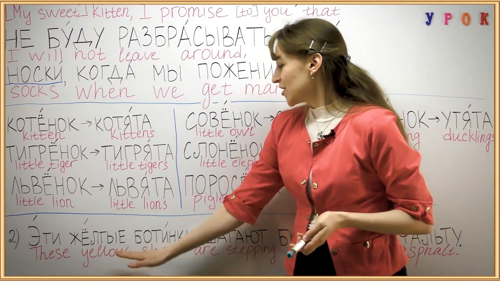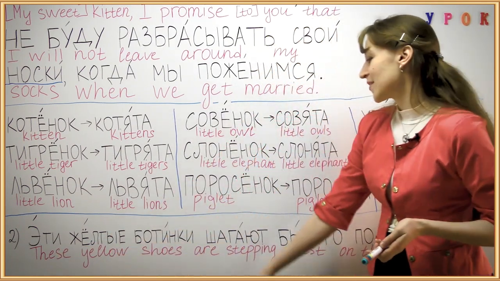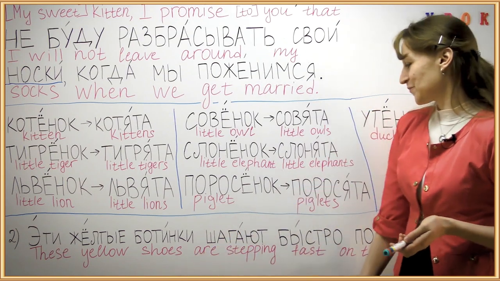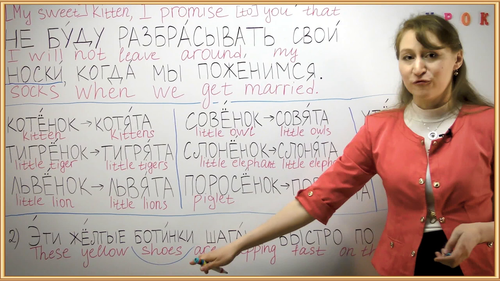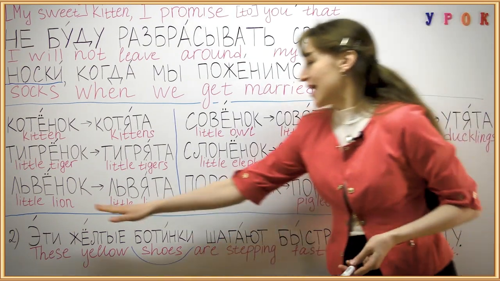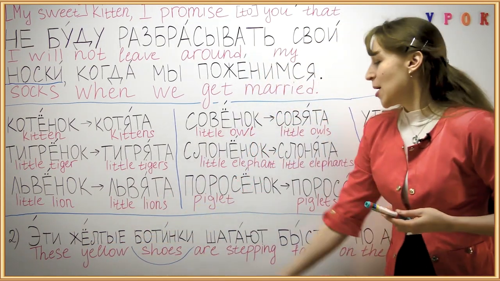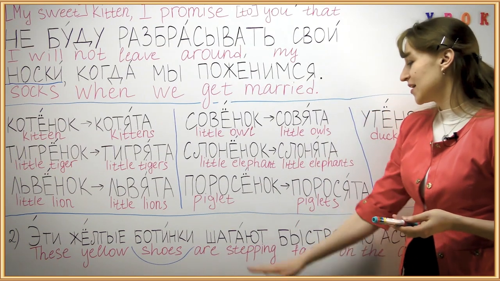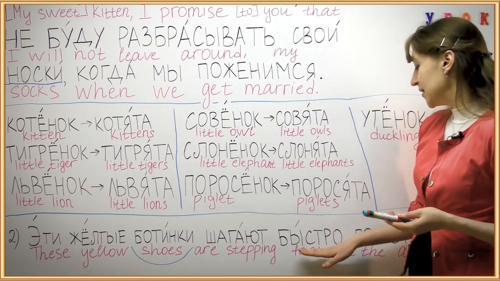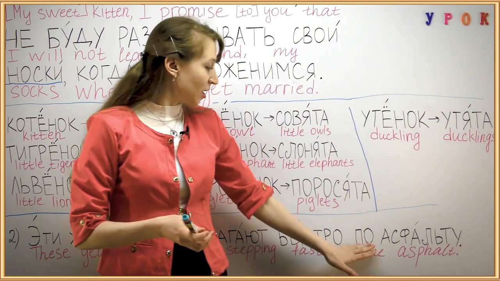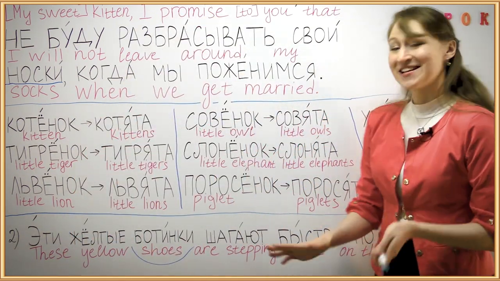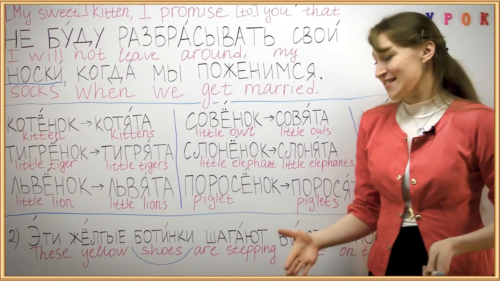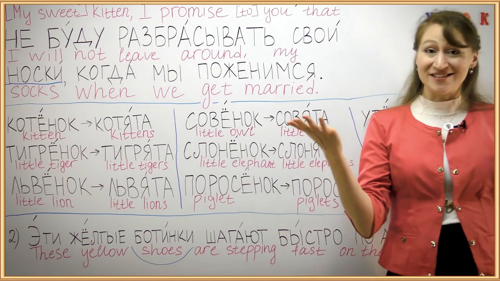Эти желтые ботинки. And ботинки is the plural form, shoes. So эти желтые ботинки шагают быстро по асфальту. As I said, don't try to find much sense in it, just listen.